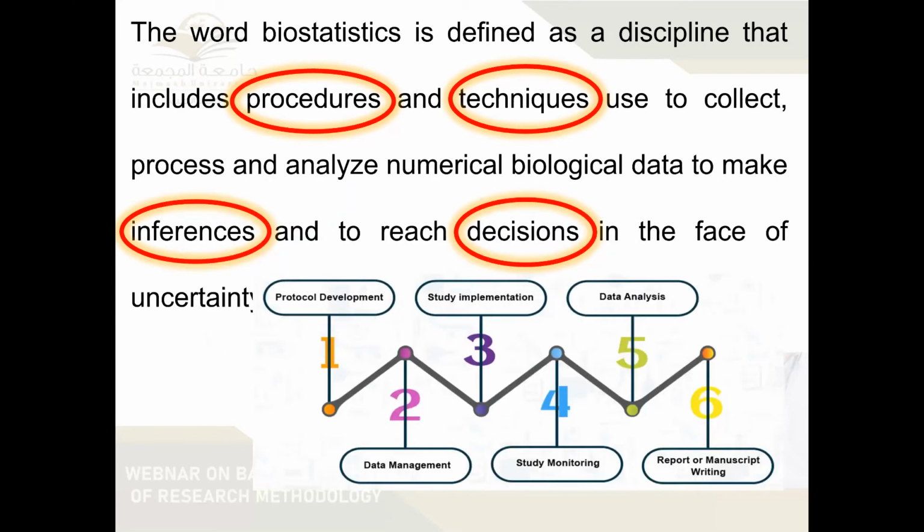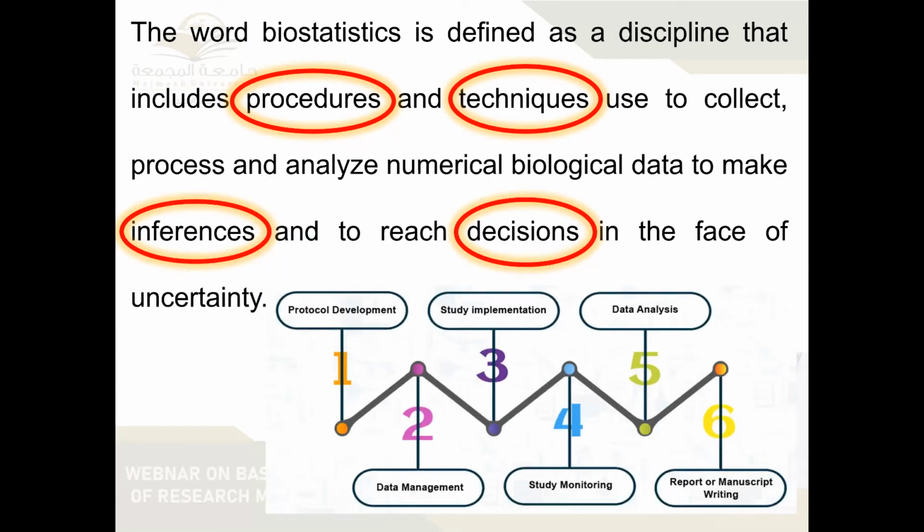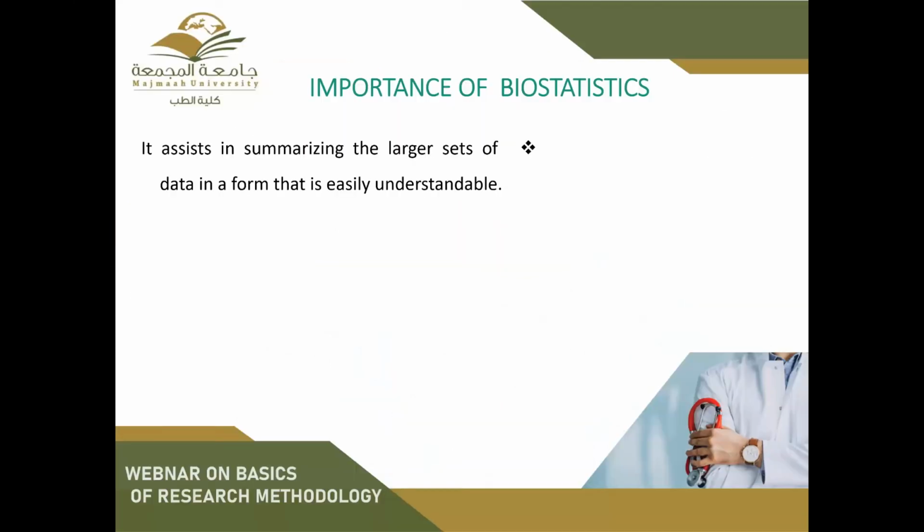So basically, from the word go, once you have the title in your hand, you prepare the protocol, in which the methodology is the most important part, because everything is written inside the methodology. Then the data management comes: how you're going to collect the data, how you're going to enter it, how you're going to manage it. Then study implementation, monitoring of the study, its analysis, and it goes till the publication part. So from the word go till the publication, every subject has an importance, and so does biostatistics.